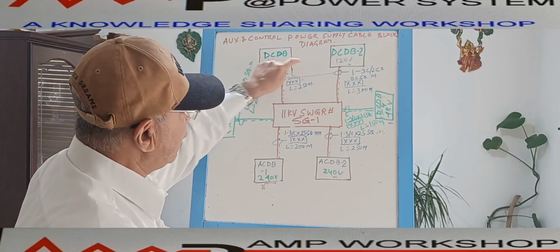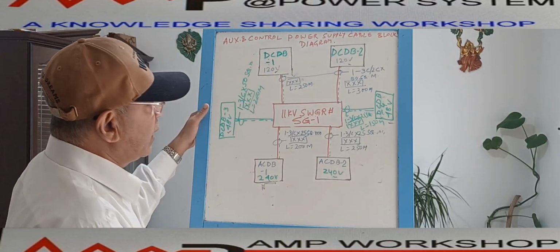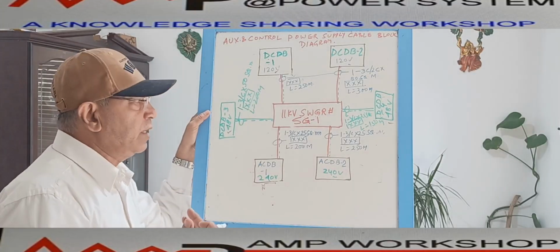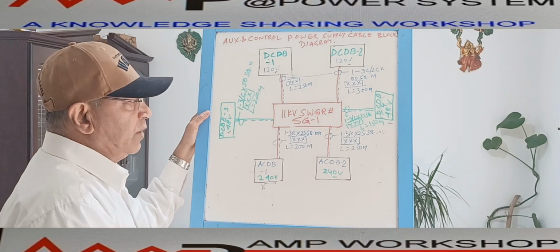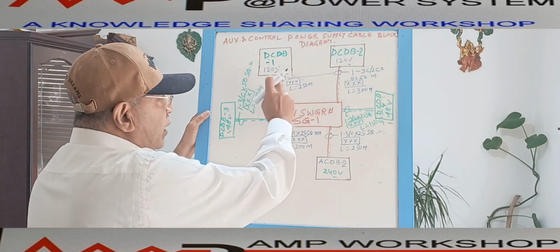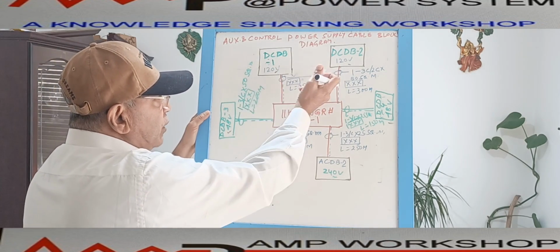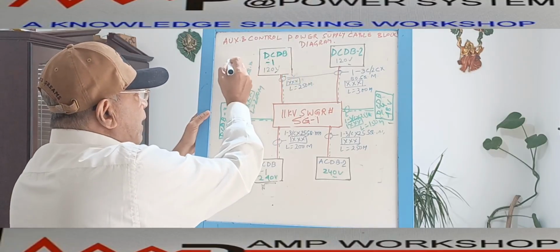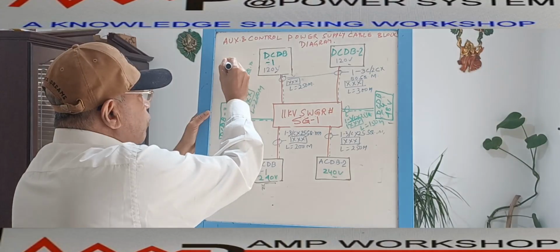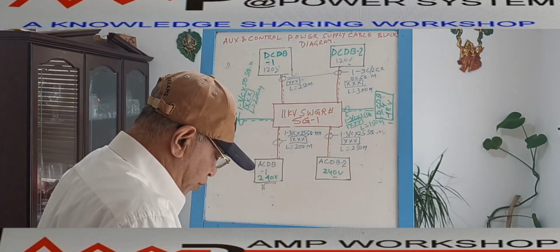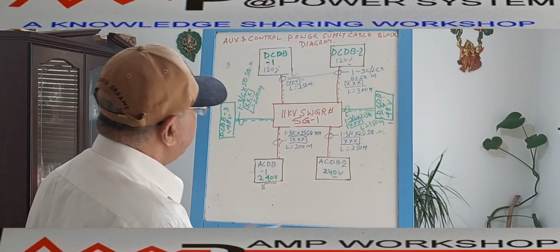Now, we have said why the two DCDBs are there. From the critical operation point, considering the criticality of this operation, we always take two feeders, one from two different DCDBs. These DCDBs are backed up by a UPS system. If we draw, there is a DC UPS behind each DCDB.